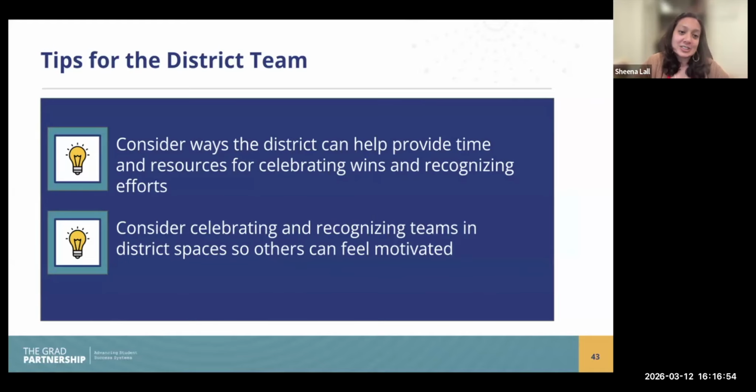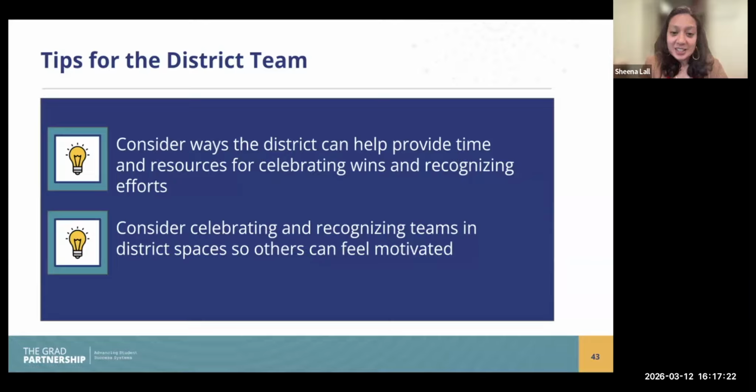So for the district team, considering ways that you can help provide time and resources for celebrating wins and recognizing efforts is important. We just asked some team members how they would like to be celebrated, and we tried to brainstorm all of the free things we could offer. And surprisingly, everyone was just like, we'd really love that certificate with a signature on it. We offered a couple other things, but that was the most popular.